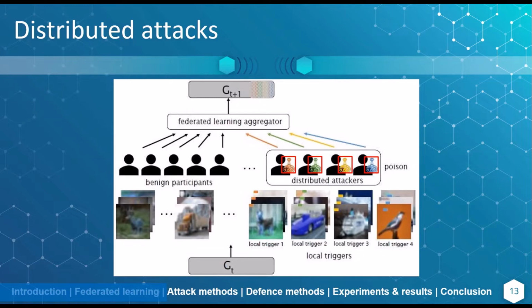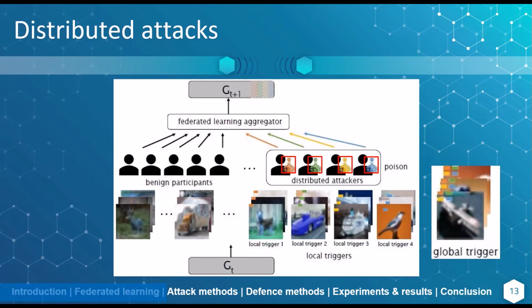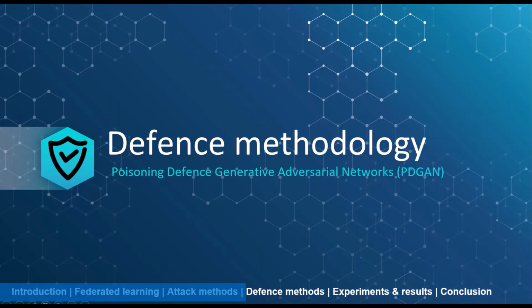Even some composite triggers, like the global trigger, which were unseen in the backdoor dataset during model training, will trigger the backdoor attack. According to some researchers, distributed backdoor attacks still outperform the centralized one significantly when evaluated using the global trigger. Now, I will discuss the defense methodology that this project has investigated and even implemented, which is the Poisoning Defense Generative Adversarial Networks, or PDGAN.